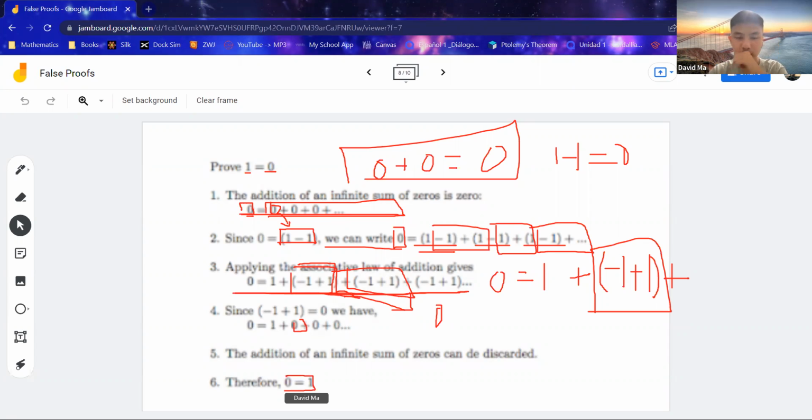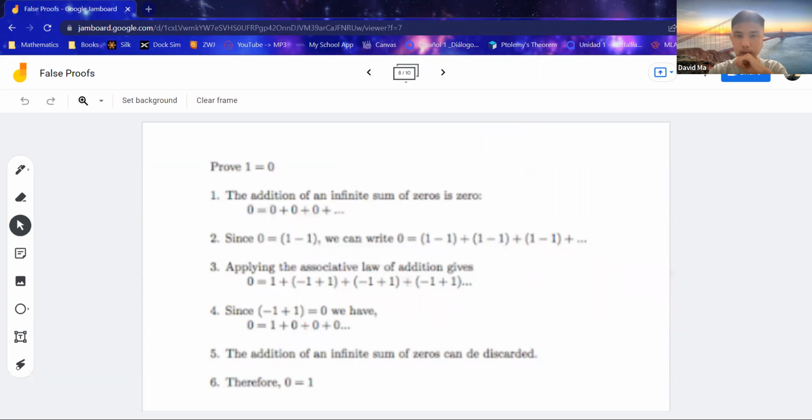This is obviously incorrect. Can you guys tell me why? Can you see the problem with this example?